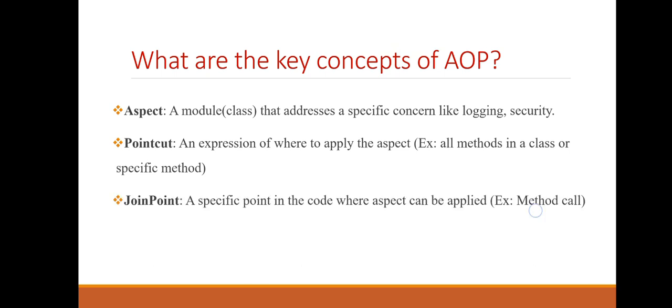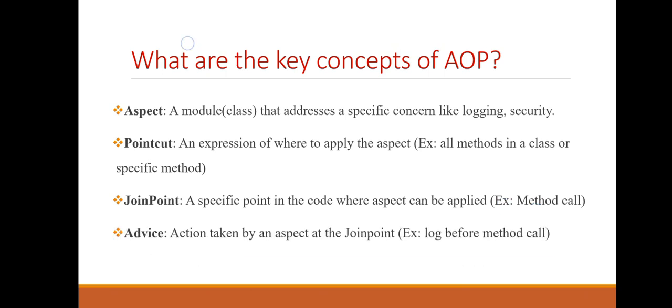Then join point. It is a specific point in the code where the aspect can be applied. Example, method call. Pointcut can be even all the methods in a class or only a specific method. So that condition is called pointcut, whereas join point means that specific point. Okay. Next one, advice. Action taken by an aspect at the join point. This is very simple, like what we need to do by the aspect. Example, logging before the method call.